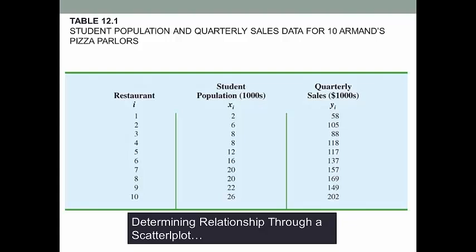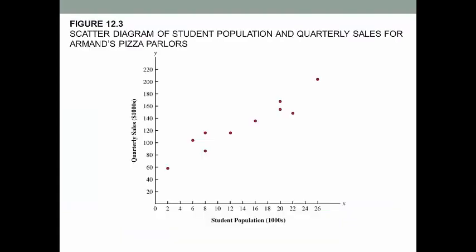Presumably, as the student population goes up, my sales go up because students like to eat pizza. I know I certainly did. But we'd want to actually do a test to see what the true nature of the relationship is. Now, before doing more granular numerical statistics with this, oftentimes we can just simply conduct a scatter plot and visualize the nature of the relationship. So I've done that here. You can see student population, the X variable is on the horizontal axis. Quarterly sales, the Y variable is on the vertical axis.